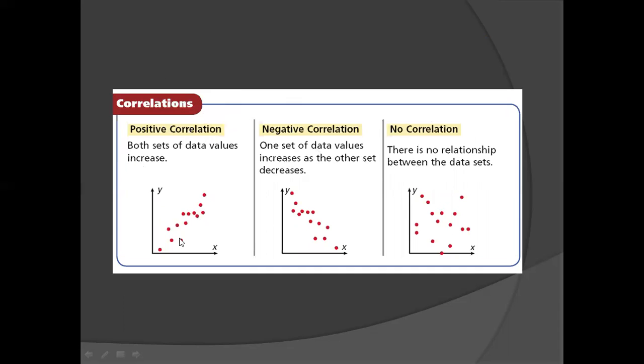Positive correlation, as shown in the figure: both sets of data values increase. As X increases, Y will increase. Negative correlation: one set of data values increases as the other set decreases. As X increases, Y decreases. No correlation, as shown in the figure: we have no relation between the two sets.